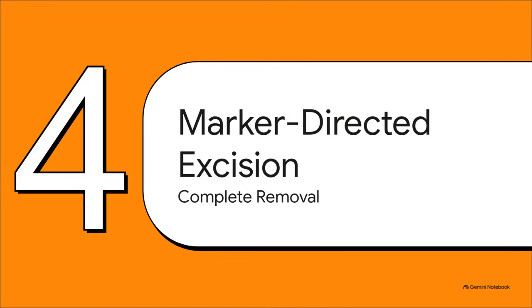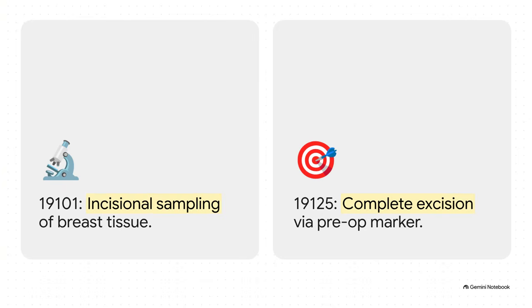All right, escalating now to Section 4, Marker-directed lesion excision. You've really got to notice the difference in clinical intent here. 19101 is just taking a tiny sample. But if the surgeon is performing a complete excision, you have to identify the main clinical deciding factor. Is the mass palpable or non-palpable?